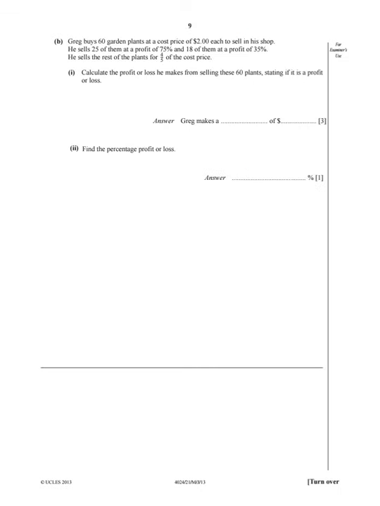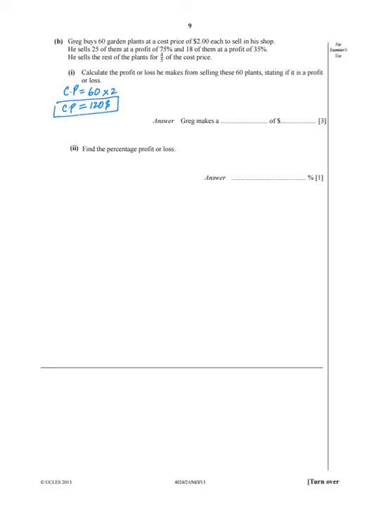Part B, it says Greg buys 60 garden plants at a cost price of $2 each to sell in his shop. He sells 25 of them at a profit of 75% and 18 of them at a profit of 35%. He sells the rest of the plants for 4 upon 5 of the cost price. Calculate the profit or loss he makes from selling these 60 plants, stating if it is a profit or loss. So at first I will find out the cost price. The cost price he's bearing is 60 garden plants, and for each he paid $2, right? So that will be equal to $120. That is the cost price.